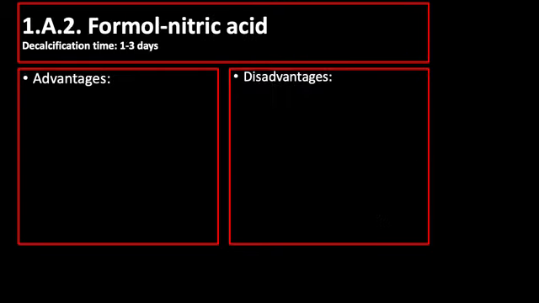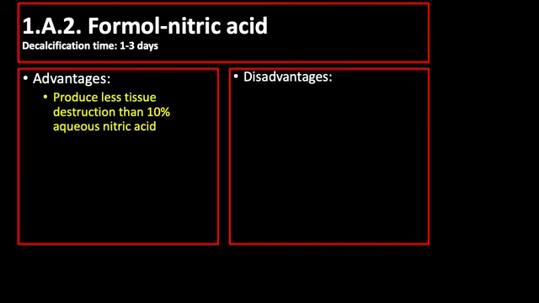Next is formol nitric acid, which has a decalcification time of 1 to 3 days with the following advantages. It produces less tissue destruction than 10% aqueous nitric acid, and the other advantages are as follows.